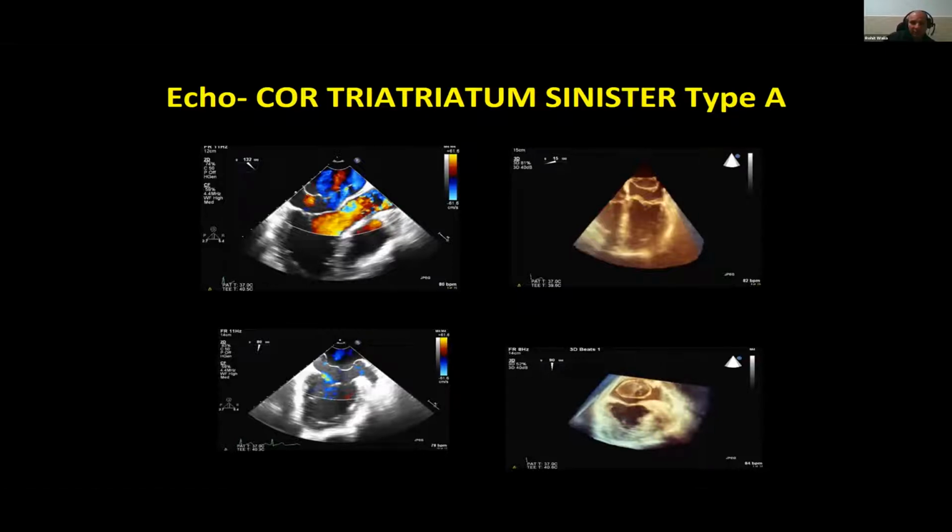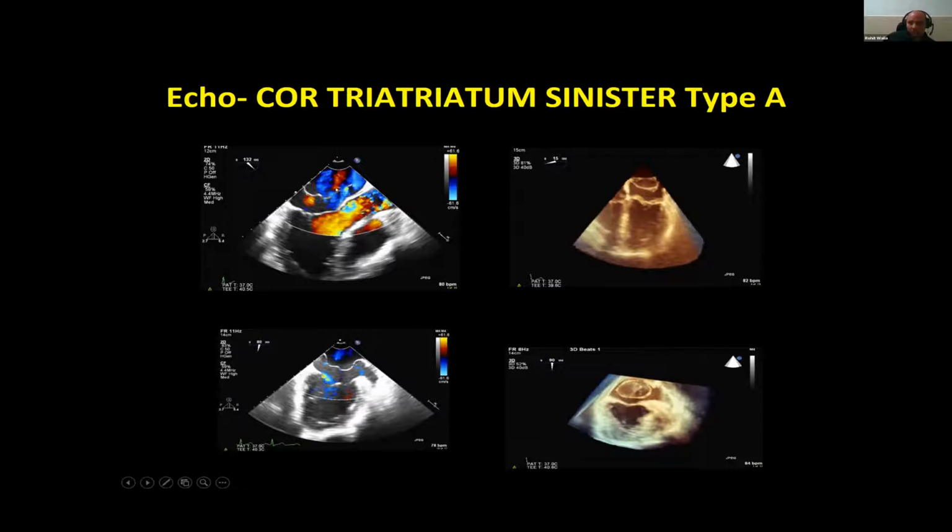On echo, you can see there is a membrane in the left atrium, which is dividing the left atrium into a superior and an inferior chamber. The superior chamber is containing all the four pulmonary veins, and it is a non-obstructive type. There are multiple fenestrations in the membrane.